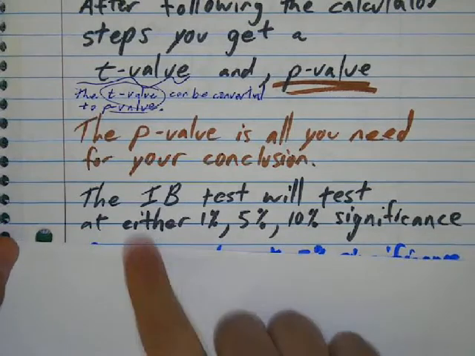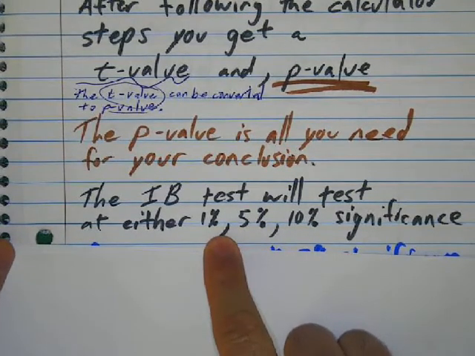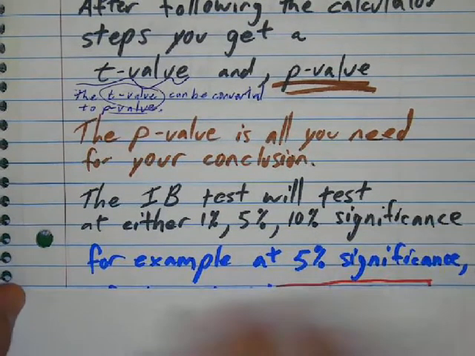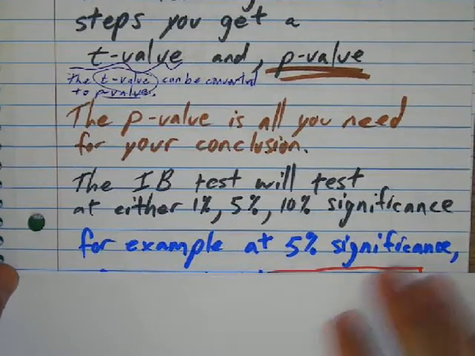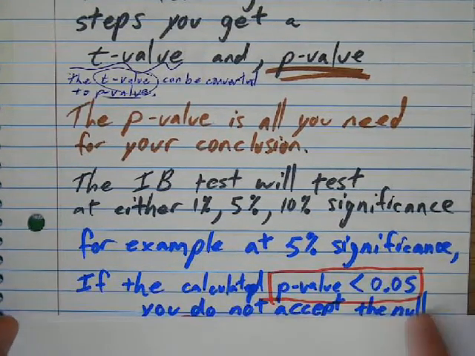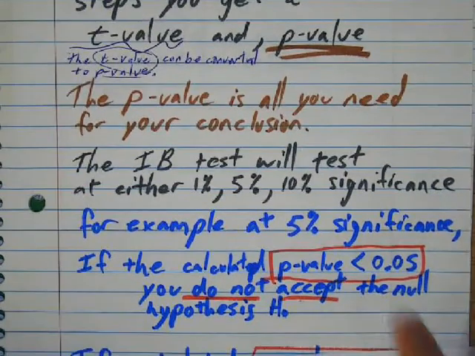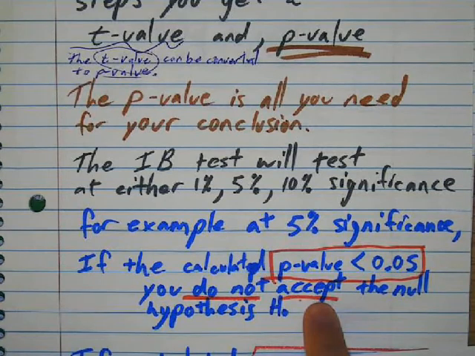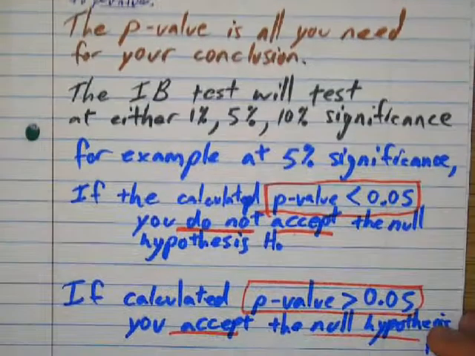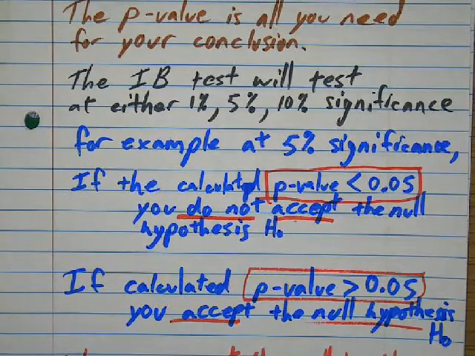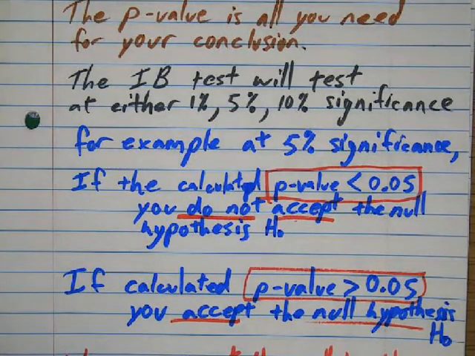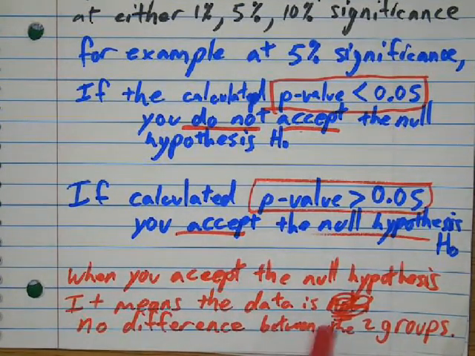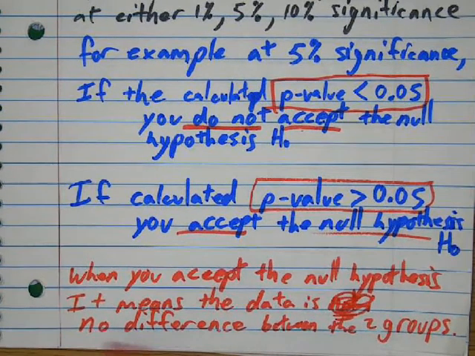The IB test will discuss a 1%, 5%, or 10% significance, and we're going to do an example right now discussing 5% significance. So if we have a 5% significance, then if the p-value is less than 5%, we don't accept the null hypothesis. And if the p-value is greater than 5%, we do accept the null hypothesis. And what does that mean? When we accept the null hypothesis, it means there is no difference between the two groups.